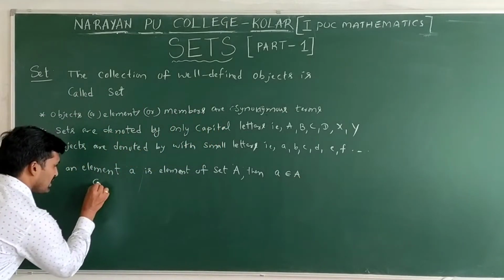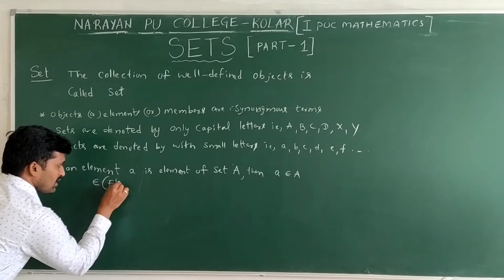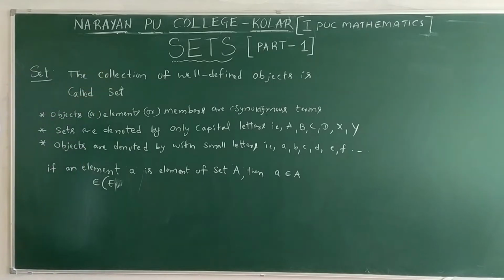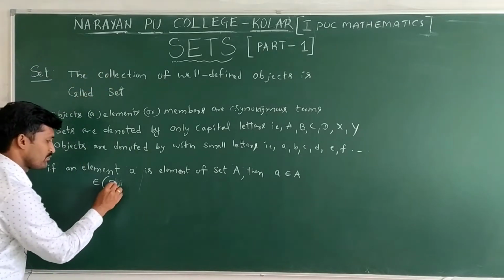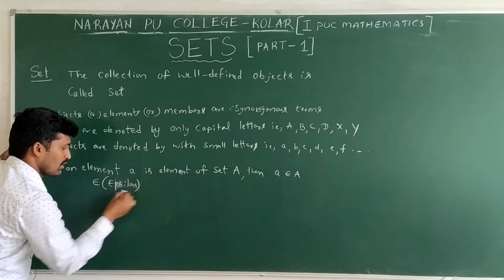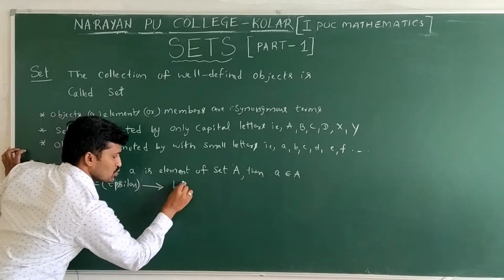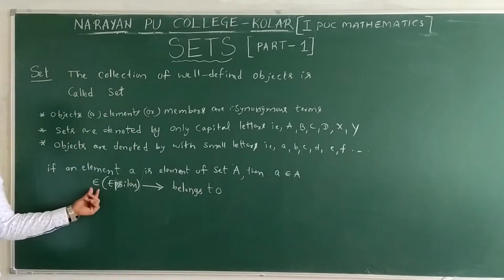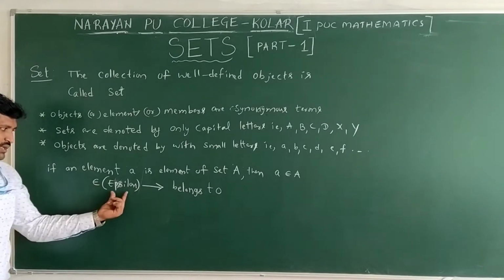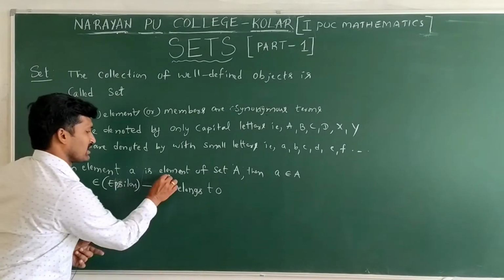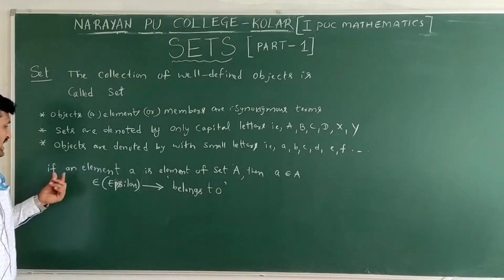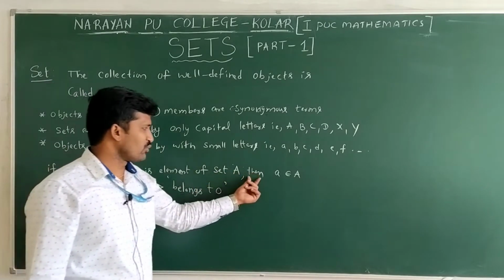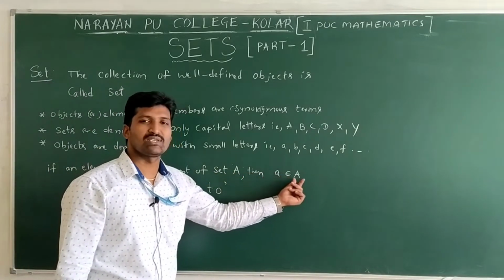This symbol, what meaning does it give? The actual name of this is epsilon. It is a Greek symbol, epsilon, and its meaning is belongs to. So when any element a is an element of set A, or belongs to set A, then we can say that a belongs to set A.